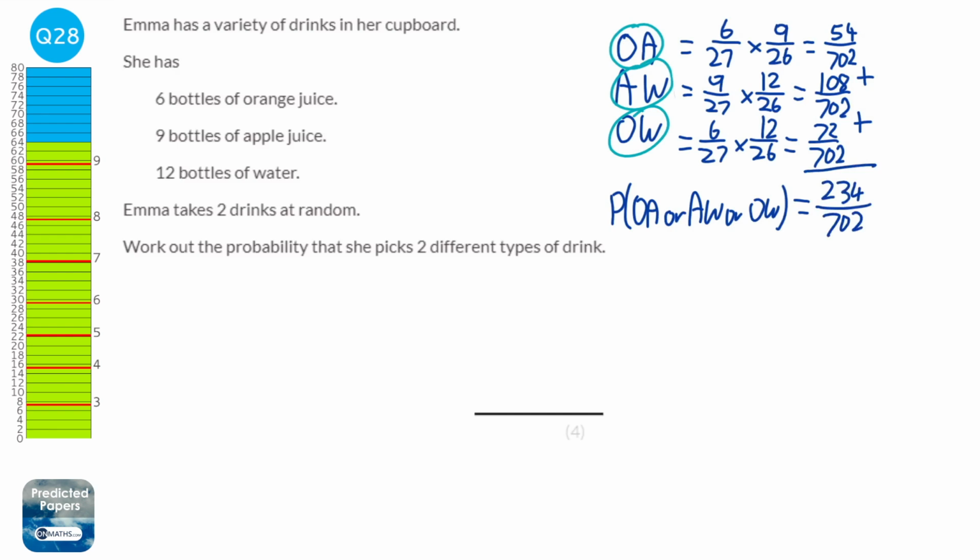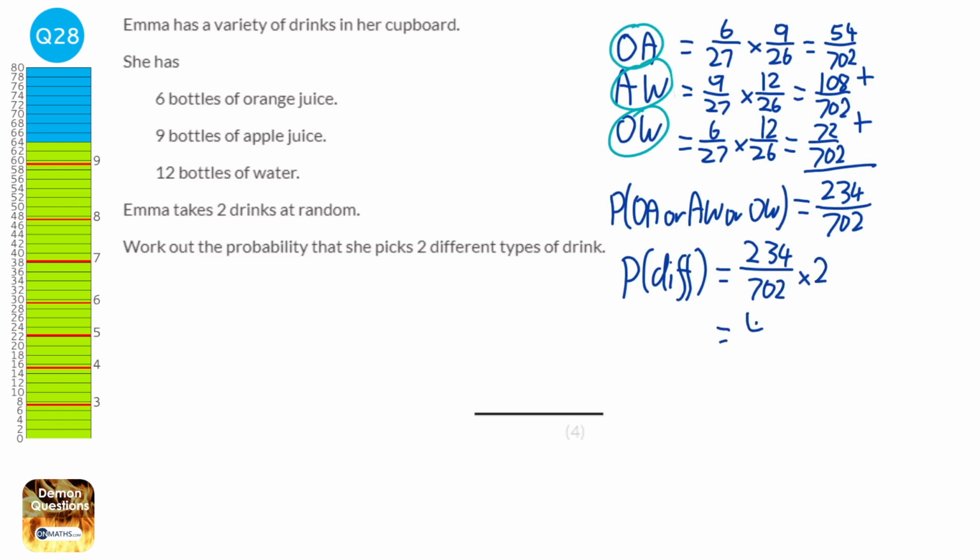Now I said we would deal with the reverse situations. We're going to deal with that now. And as I said, OA is going to be equal to AO, AW is equal to WA, and OW is equal to WO. So all we need to do to find the probability that the drinks are different is get the 234 over 702 and just double it. We can do that by just doubling the numerator. So 468 over 702. That cancels down to 2/3. So there is a 2/3 chance that the drinks will be different.